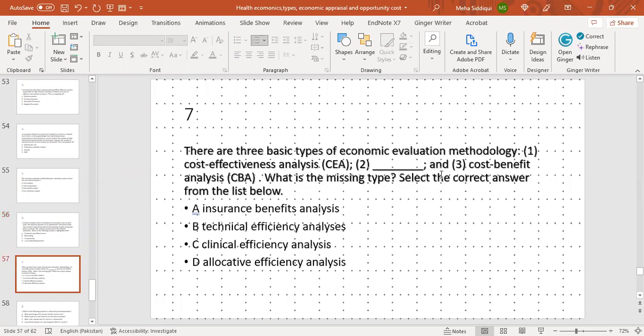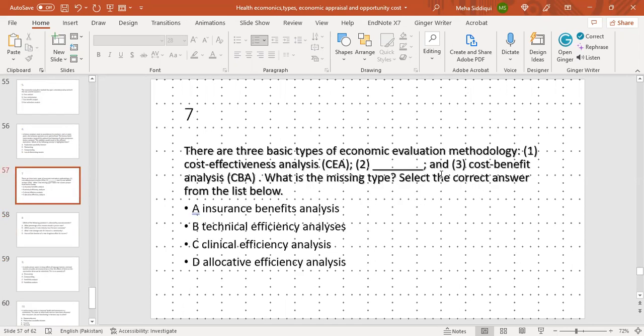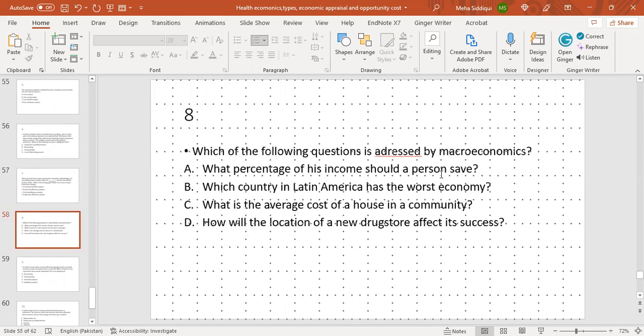MCQ number 7. There are 3 basic types of economic evaluation methodology: cost effectiveness analysis, cost benefit analysis, and what is the missing type? Any guess about the right option? Insurance benefit analysis, technical efficiency analysis, clinical efficiency analysis, allocative efficiency analysis. D is the right option, allocative efficiency analysis.